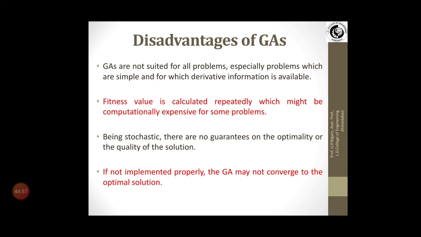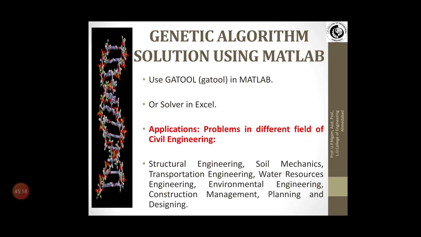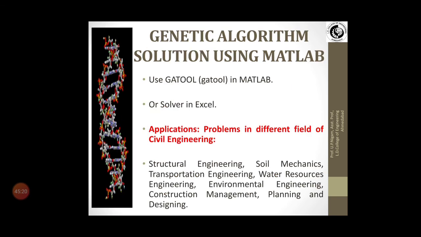Then it is stochastic. There are sometimes no guarantees on the optimality or quality of the solution, and if not implemented properly, the GA may not converge to the optimal solution. Not converging means the termination will not appear; the problem will not end or stop. It will go on trial after trial and it will not stop. So these are the issues.